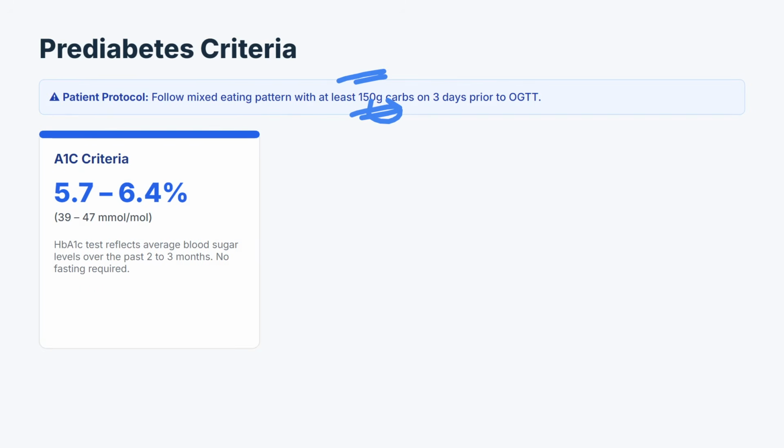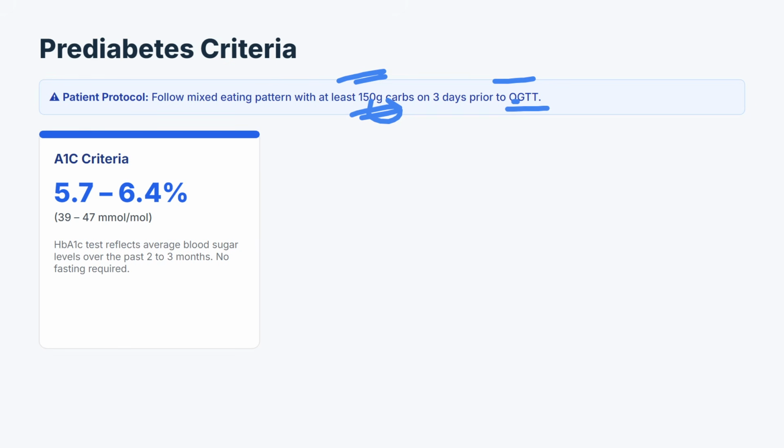if we are performing OGTT in some patient, we need to ask the patient to take at least 150 gram of carbohydrates on 3 days prior to OGTT. He or she has not to restrict the carbohydrate in the diet, because antecedent carb restriction can falsely elevate post-challenge plasma glucose, which leads to false positive OGTT. This occurs because carbohydrate restriction can temporarily reduce the body's ability to handle a glucose load.